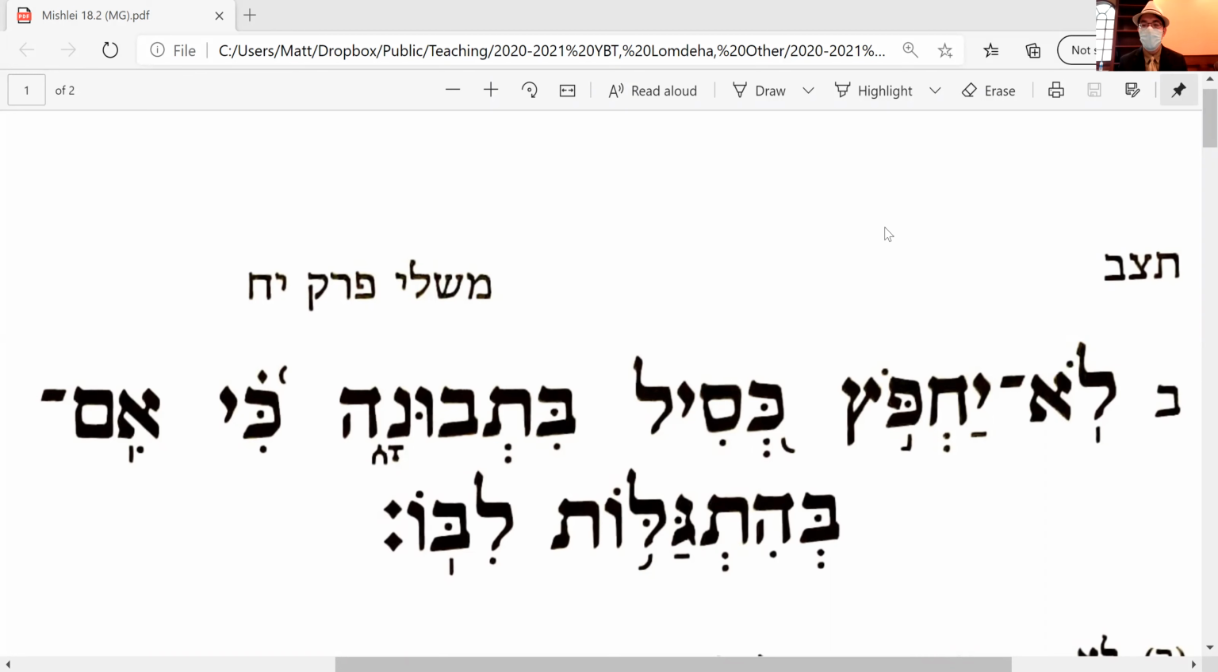For example, let's say yachpot means desire, right? So what else could it have said if it wanted to say the verb for desire? Yeah, right. It could have used ta'ava, right? So lo yis'aveh ksil b'tvuna. So it is a question: why does it say yachpot and not yisaveh? But that's a minor question. I'm not going to lose sleep over it.